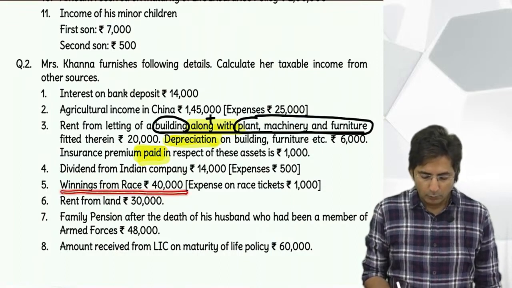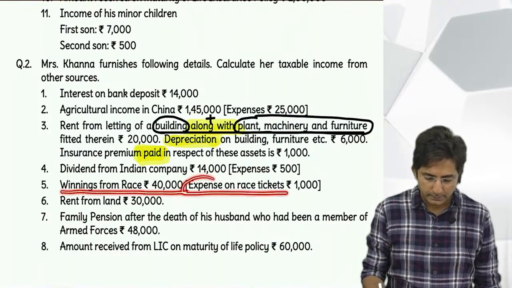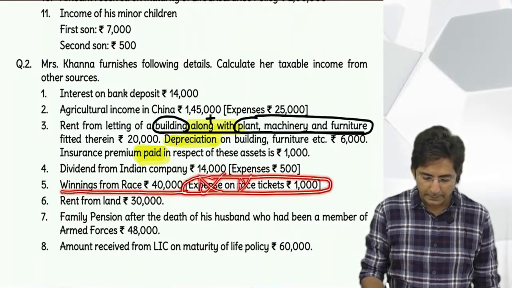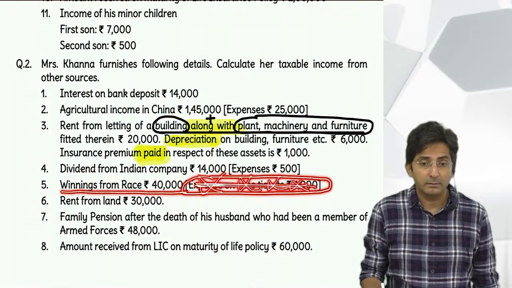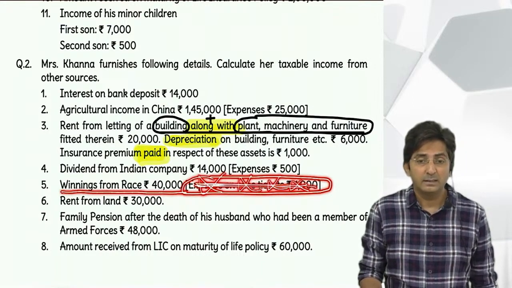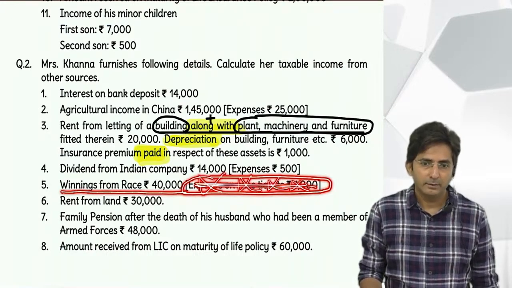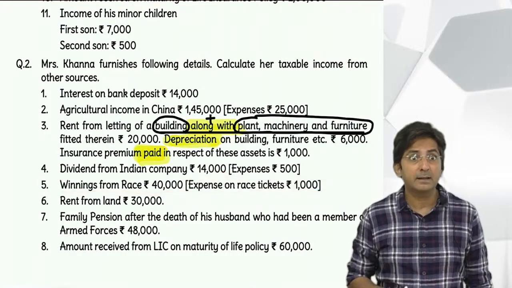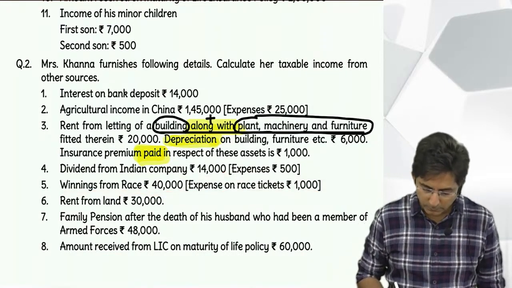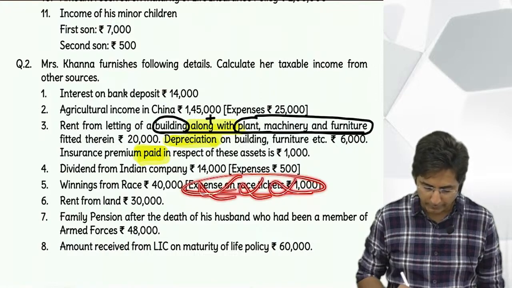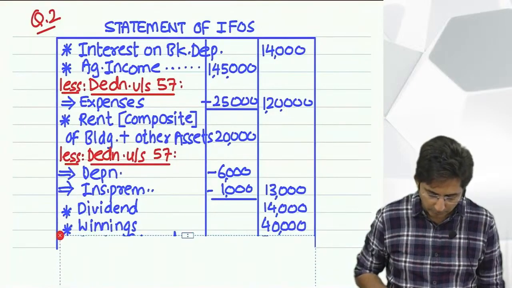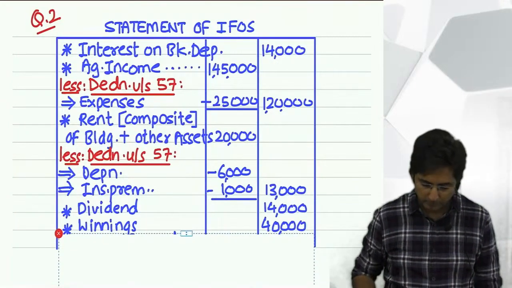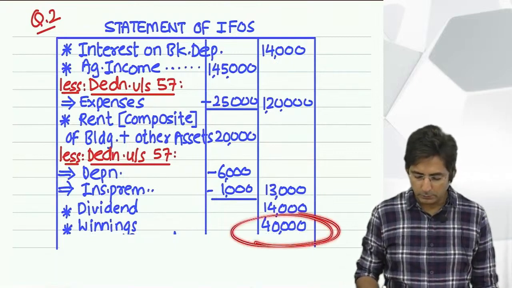Winnings from race. For winnings, what is the rule? What to do with expense? Deduct the expense or ignore the expense? Ignore. Because winnings, does it come from hard work or mere luck? Mere luck. There is no hard work, there is no spending. People keep spending, but they are not lucky, they will never win. So winnings come not from spending, they come from luck. So this spending has got no connection, ignore it. So directly you will write the amount of winnings in the outer column. See, 40,000.